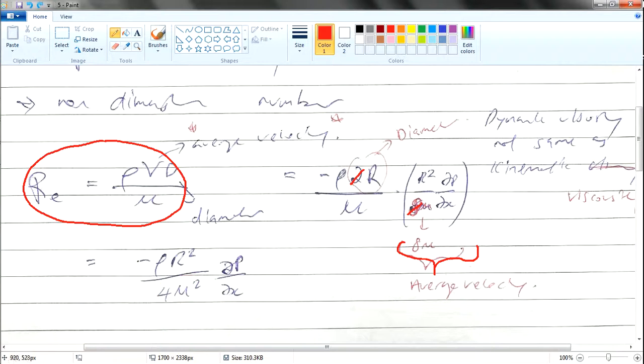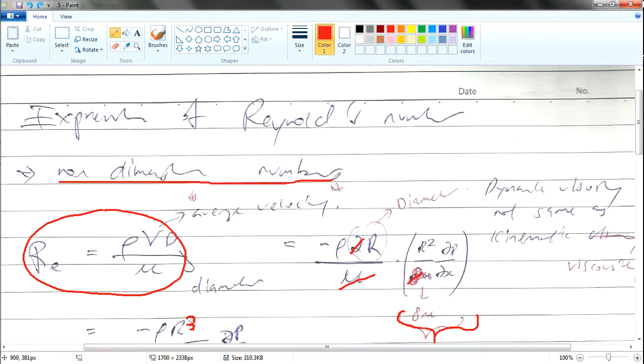And then we have minus rho R. Is this R? Oh yeah, this is R, so it is R cubed, if I'm not wrong. So it's minus rho R cubed divided by 4 nu squared, and partial p partial x is the same thing. Therefore, we have found the Reynolds number for that.